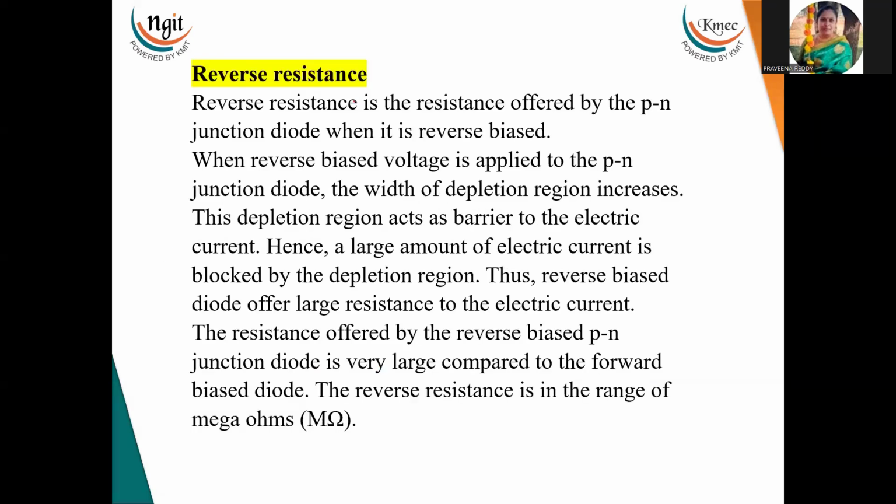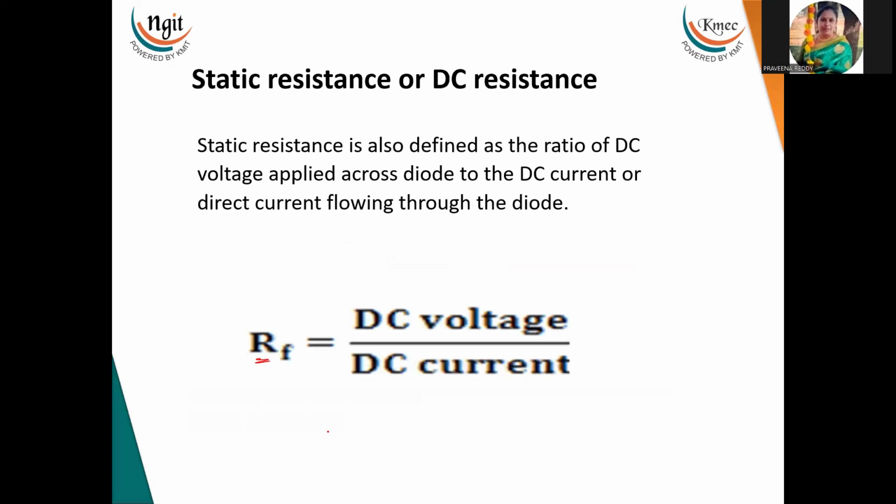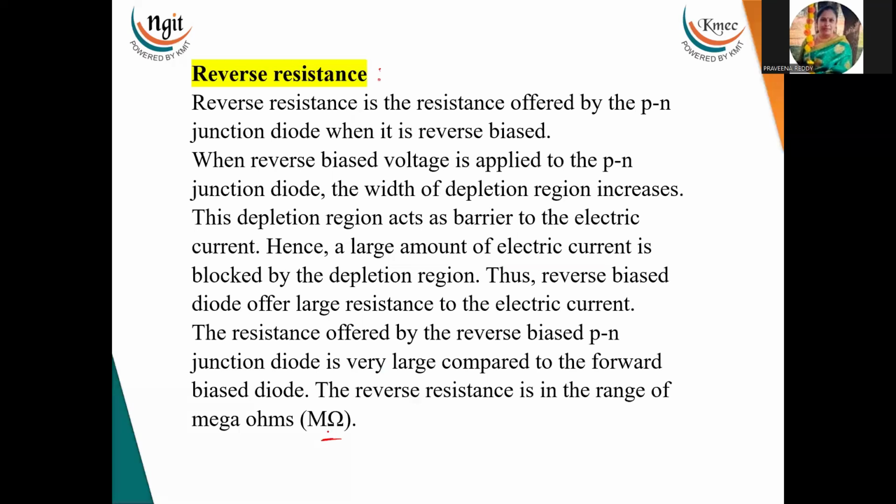Now coming to the reverse resistance, here also we can calculate static and dynamic, but if you take the static and dynamic also, it will give the same value. That's why in the reverse, we can take only one definition. The ratio of reverse voltage to the reverse current is the reverse resistance. It is in the order of mega ohms. Now coming to the forward resistance, it is in the order of ohms. Hardly it is less than 100 ohms. But coming to the reverse, in the reverse, the diode is not allowing any current. So if the current is not flowing, then it offers very high resistance.